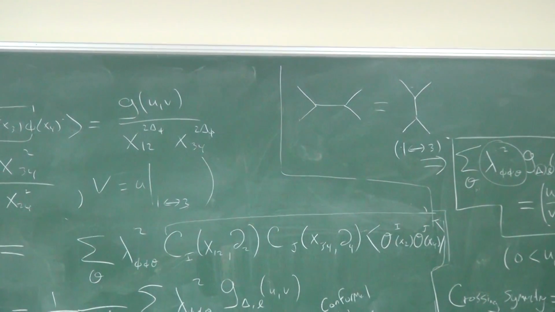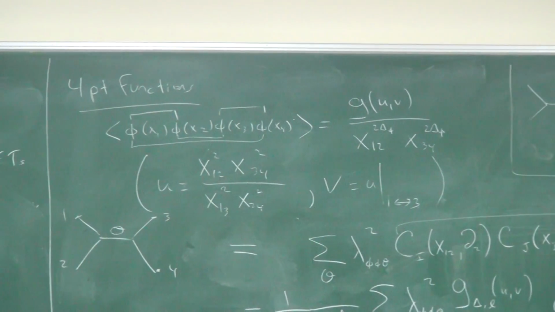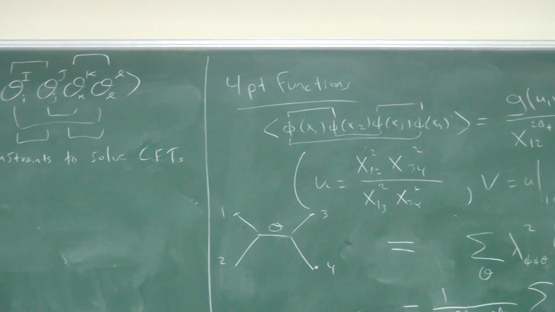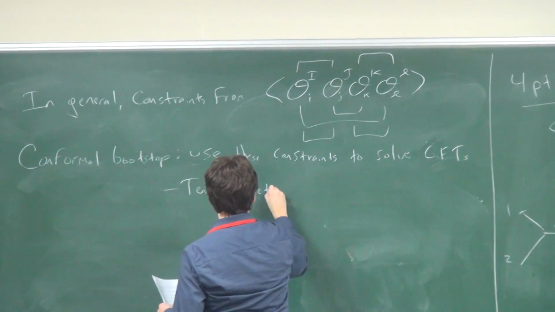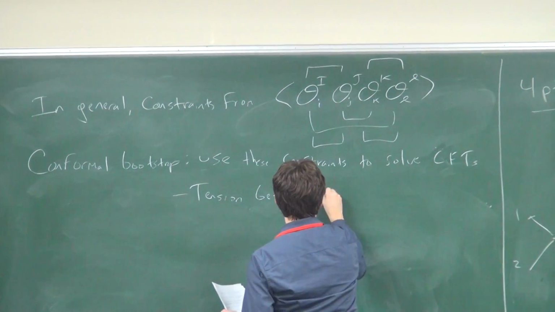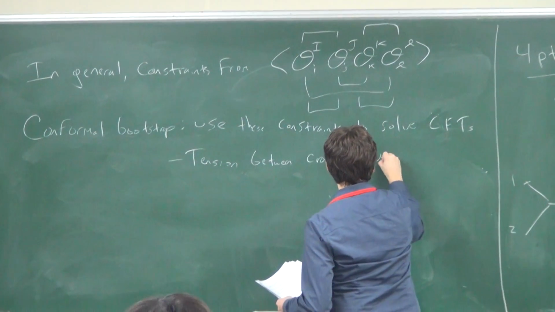And this is really one of the powerful tensions that's going into the bootstrap. That there's a tension between crossing symmetry and unitarity.